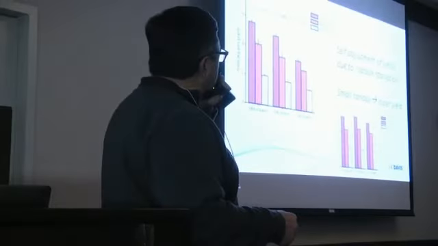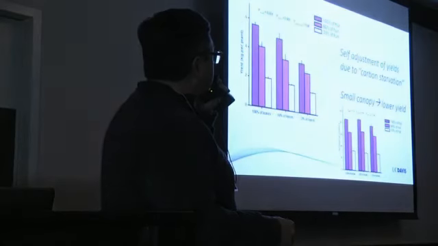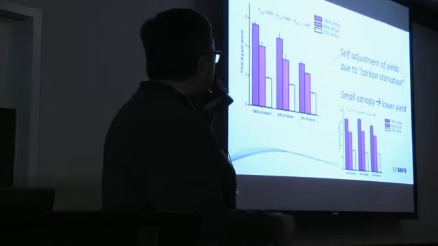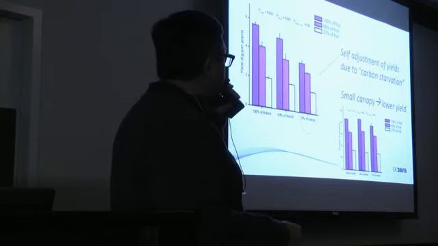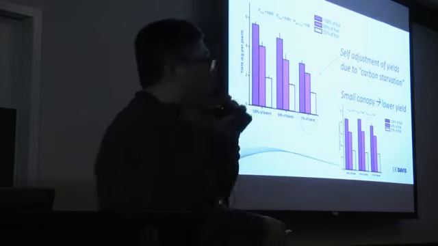Here I'm showing the self-adjustment of yields due to carbon starvation. These are 2 different years. Main thing I want to show you is smaller canopies will lead to lower yields.